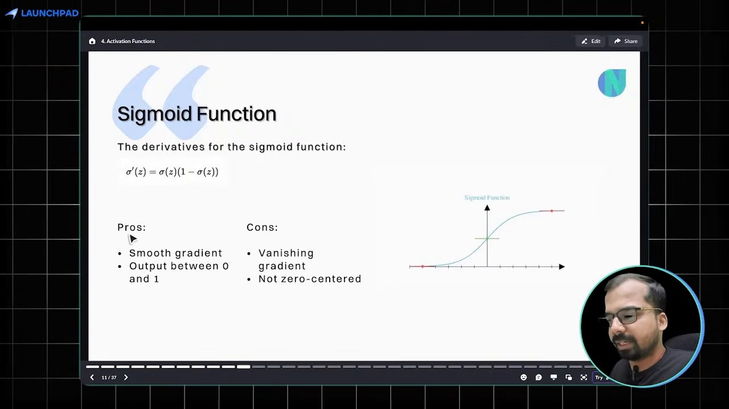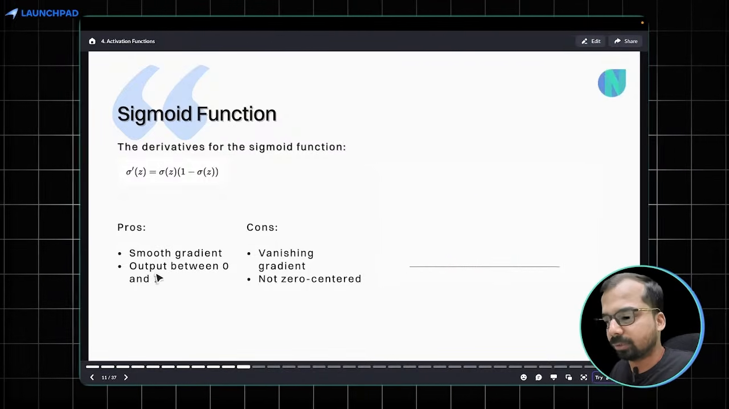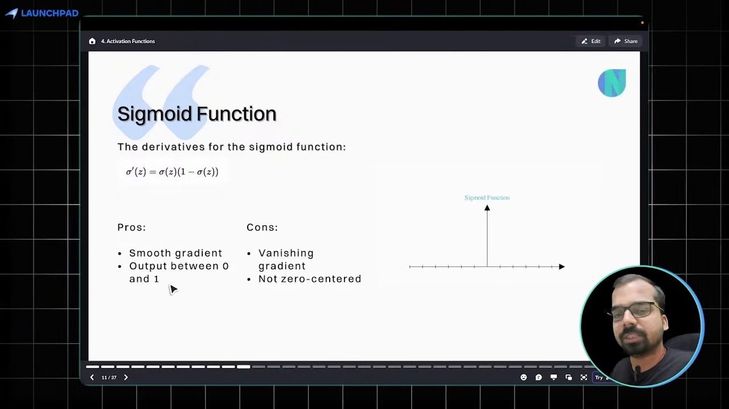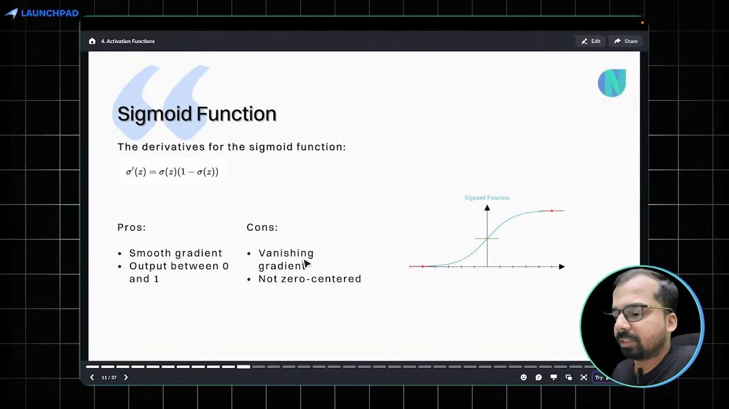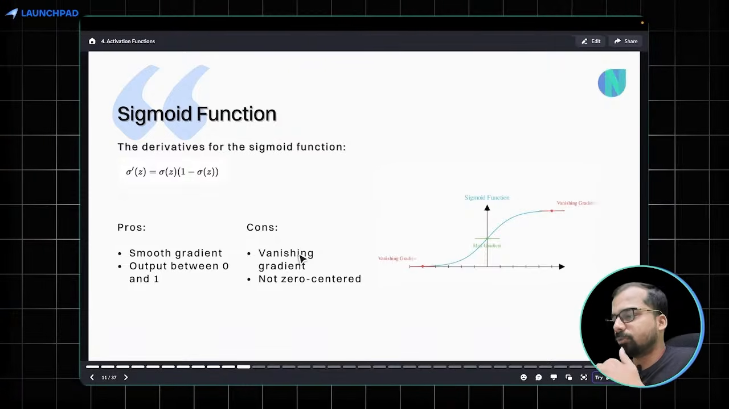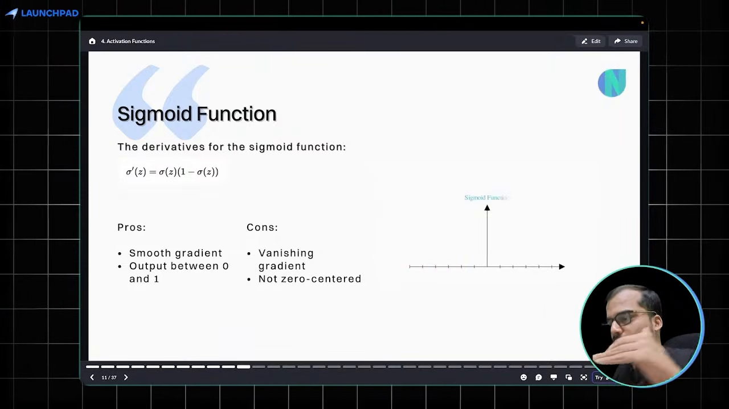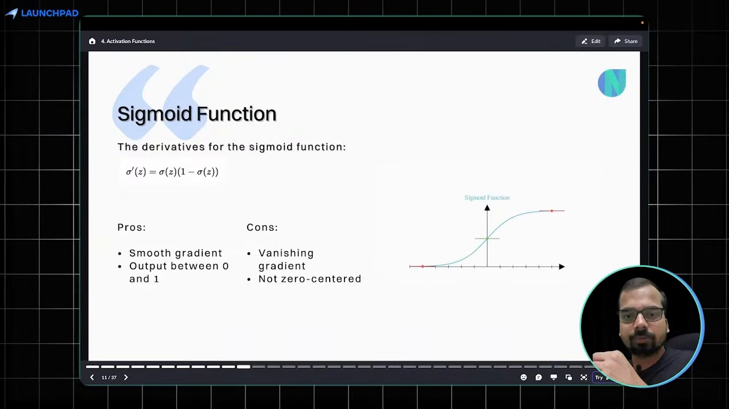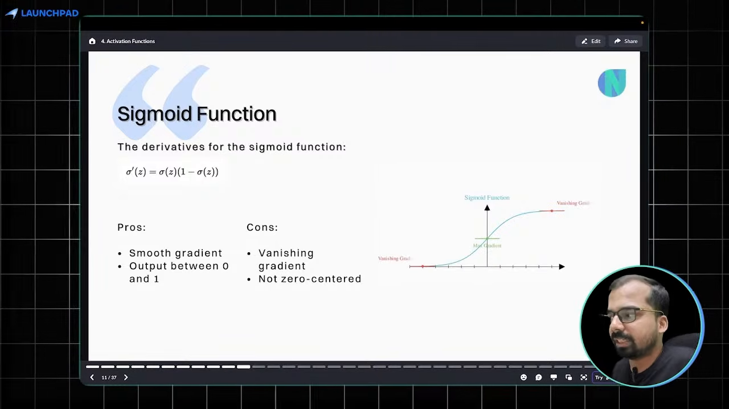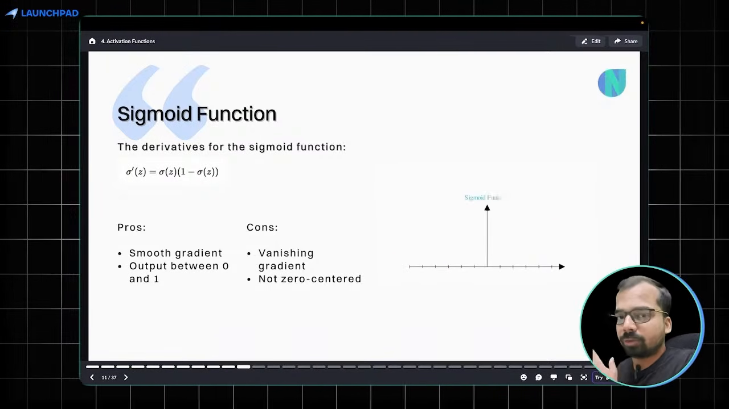So the benefit of this sigmoid is its gradients are quite smooth and the output is always between 0 to 1. The problem with sigmoid is it suffers from this vanishing gradient that I told you about. Towards the extreme left or extreme right, the slope of this curve will be almost 0. So it basically makes it difficult to train deep neural networks.